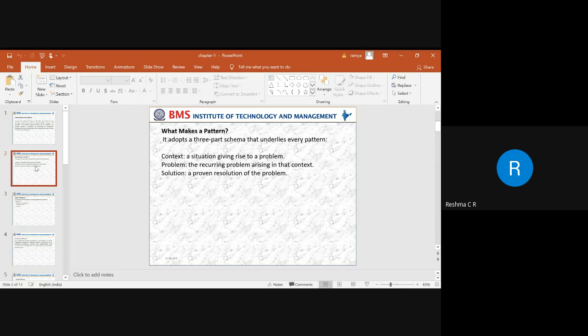The next thing is a solution, a proven resolution. How do we do that proven resolution? It is based on the problem: what are the forces, and what are the tasks that have to be carried out? Based on those tasks, we try to find in what way the solution can be taken care of.